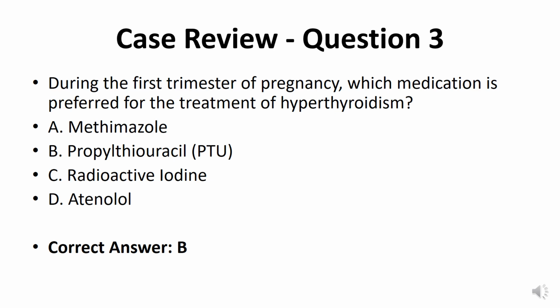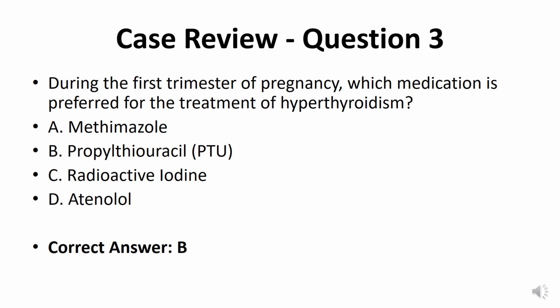The main medications used are thionamides, which block thyroid hormone synthesis. Both methimazole and propylthiouracil inhibit thyroid peroxidase, also called TPO. This reduces production of T3 and T4 hormones inside the thyroid gland. However, drug selection changes during pregnancy because the medications have different safety profiles.